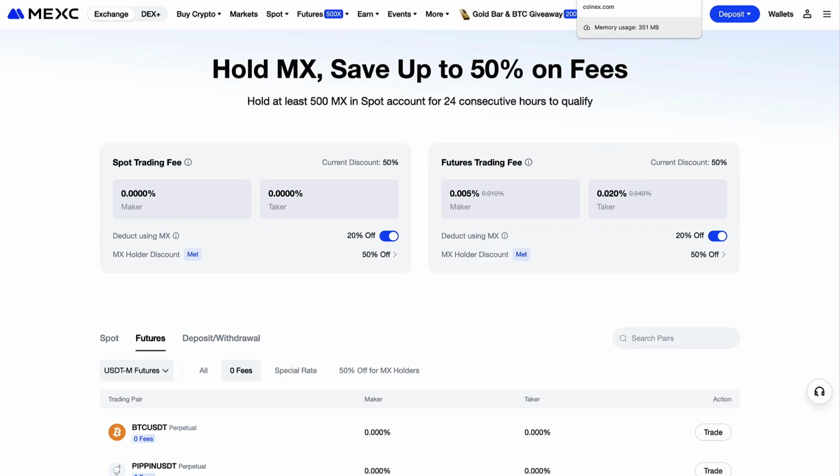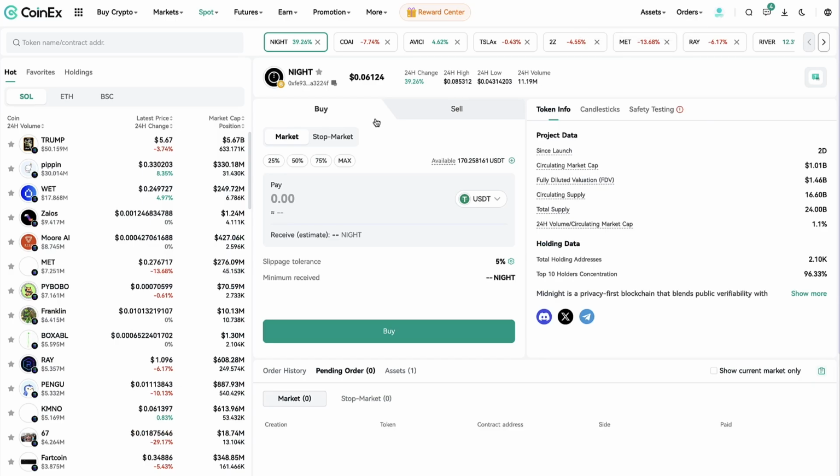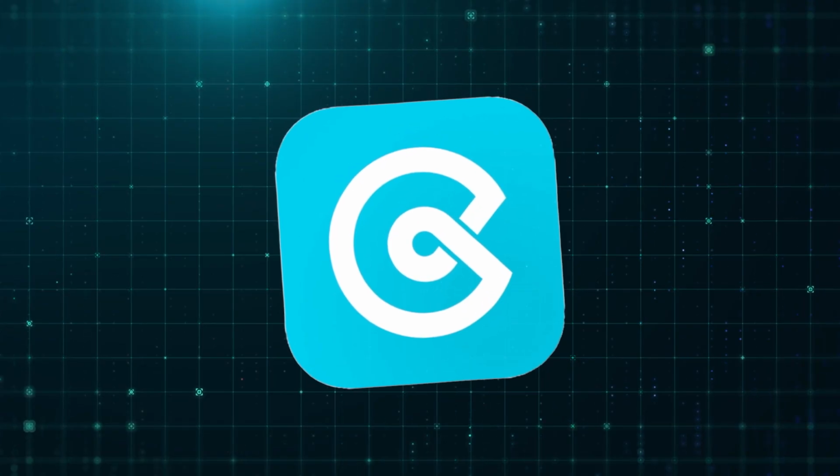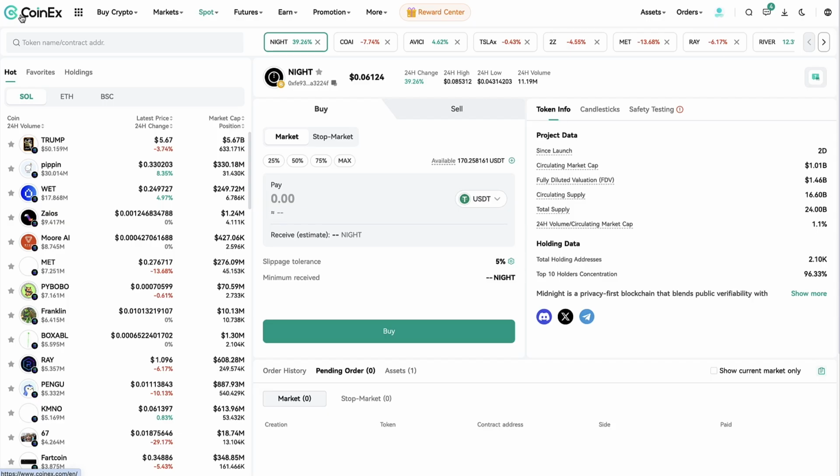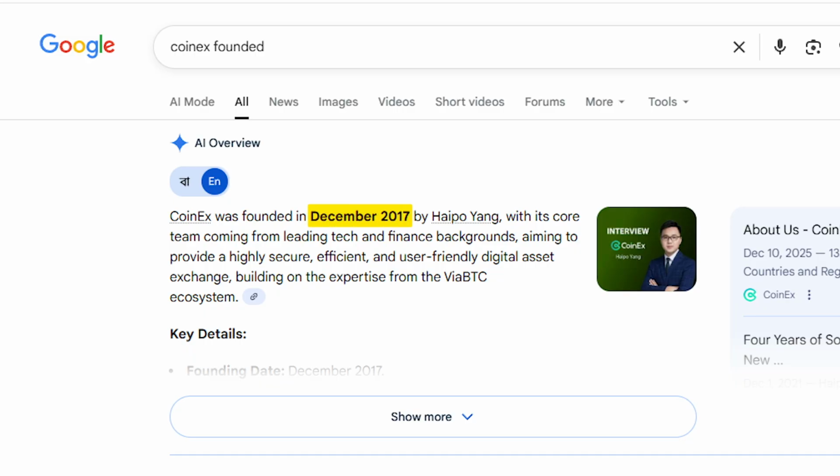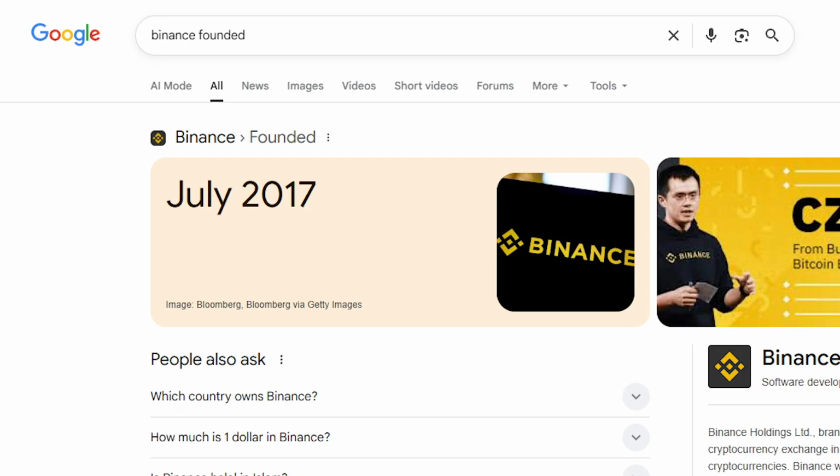If you want to trade with the lowest fees on Binance Alpha alternatives, so CoinEx on-chain, then this one is of course a great platform, founded already in 2017, so the same year as Binance was founded.